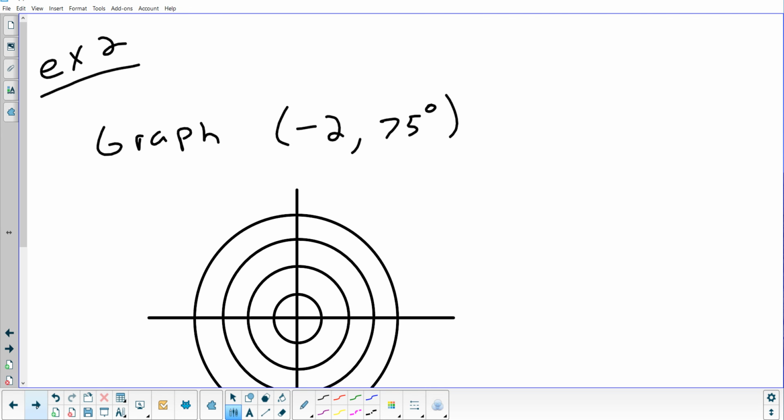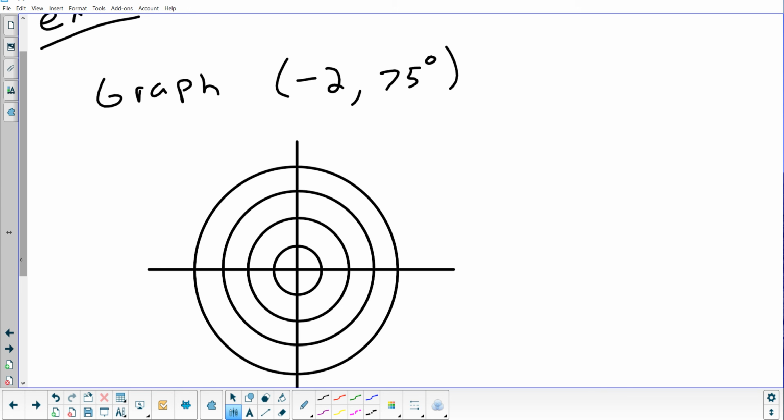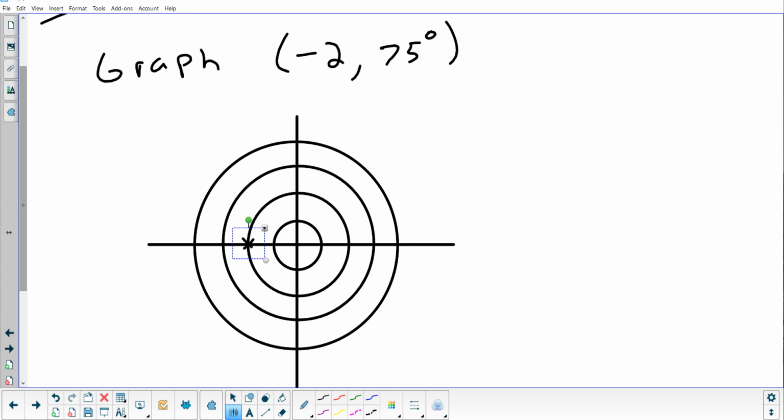All right, let's try this one. -2, 75 degrees. Eli, what's going to be my first step here to deal with the -2? Move left 2. Yep, move left 2. So now, starting from this point, Francesca, what am I going to do? You're going to go clockwise. Okay, how much? 75 degrees.